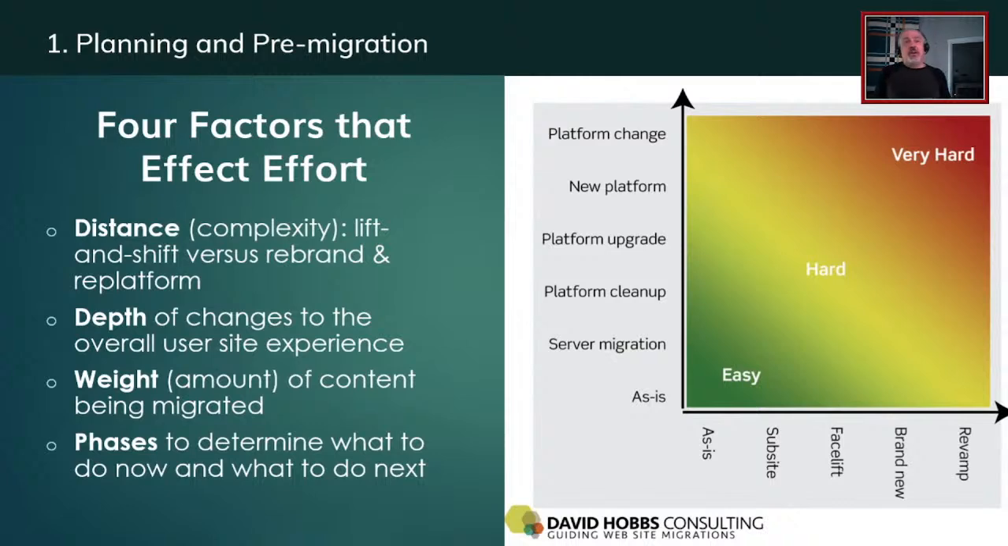And not in that chart is weight. Weight refers to the volume of the content that's being migrated. So less content to move takes less time and effort to move over. And you should also consider phases, if the migration complexity and the timeline don't allow you to do it all in one go.